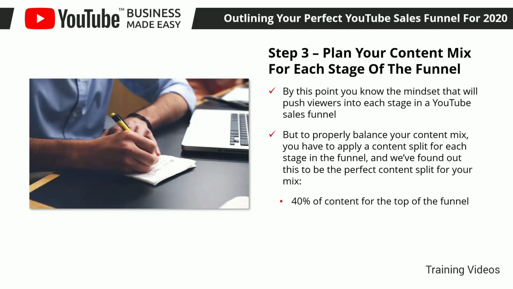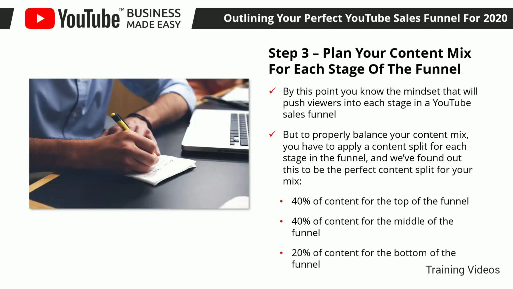40% of content for the top of the funnel. This means that 40% of your content has to be intended to reach leads. In other words, search-friendly videos that are not necessarily about your brand, but about entertaining things that your audience likes. 40% of content for the middle of the funnel. This means that another 40% of your content will be intended to showcase your products in a context that is familiar to your audience, using storytelling techniques.